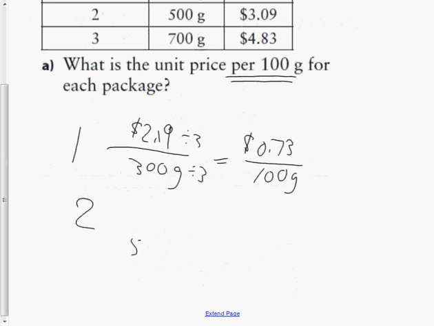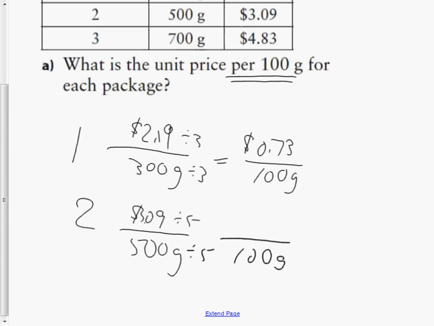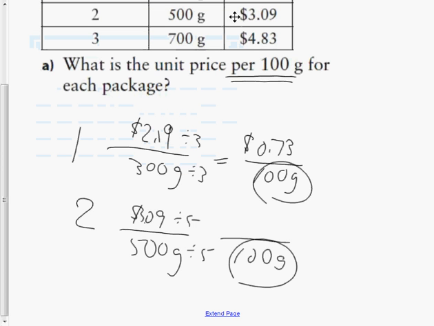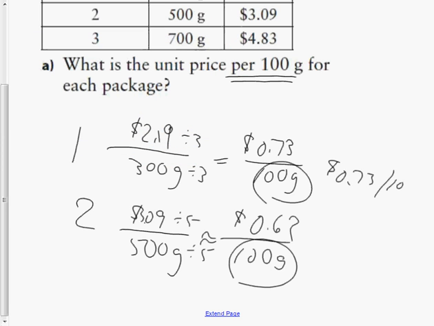In number 2, you have slightly more. You have 500 grams, but it costs you $3.09. So again, I want to divide both by 5 because 500 divided by 5 is 100. And now when I look at it, the quantities I'm receiving in both 1 and 2 are going to be the same. So $3.09 divided by 5 means it's roughly 62 cents. Approximately 62 cents per 100 grams. So this is 73 cents per 100 grams. This is 62 cents per 100 grams.